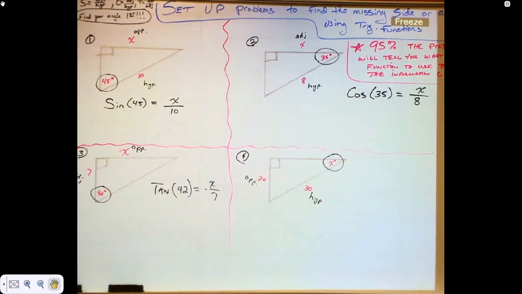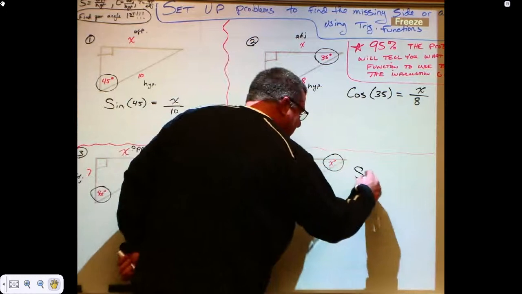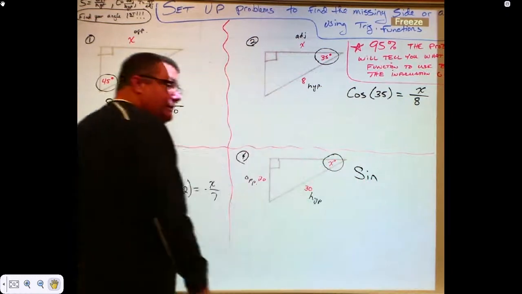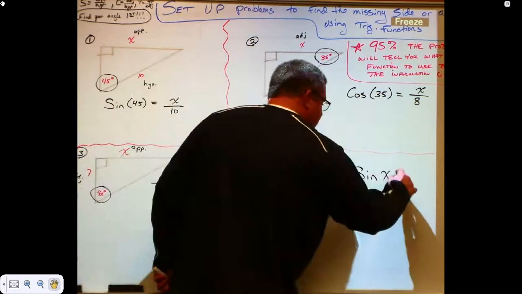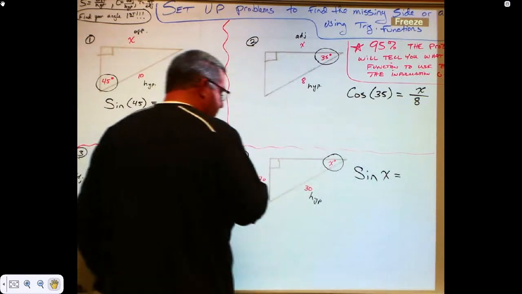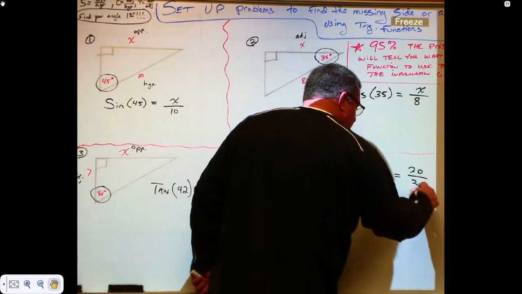No, there is no sin. Thank you. Sine. Now, it's always sine of a what? Angle. What is our angle here? Sine of x is equal to the opposite, which is 20, over the hypotenuse, which is?